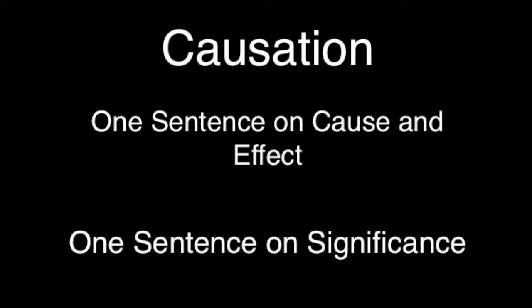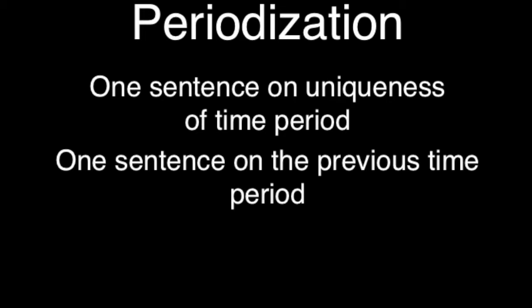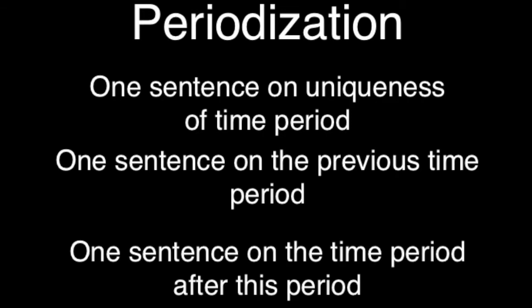A third possible essay that the students will then have to face could be that on periodization. In this particular case, their thesis statement could start off with 1 sentence on the uniqueness of the time period, then have a second sentence that contrasts and shows the uniqueness of the previous time period. A third sentence could finish off the thesis by demonstrating and contrasting with a time period after this period.